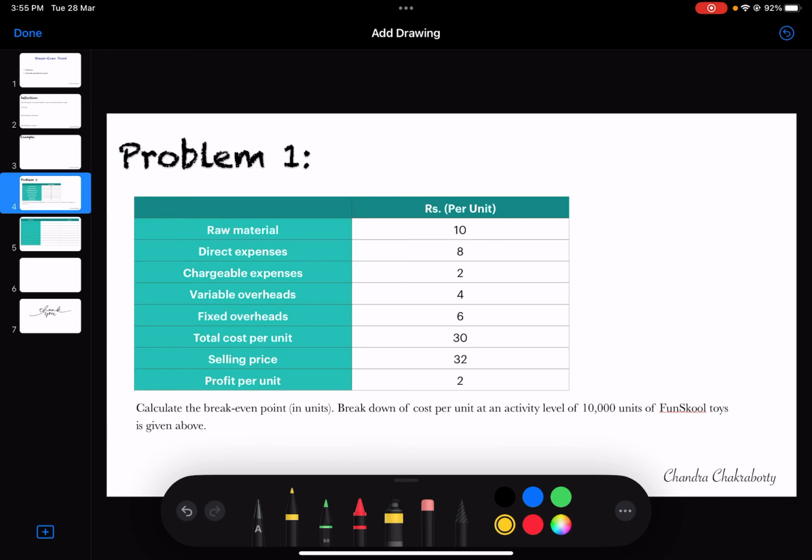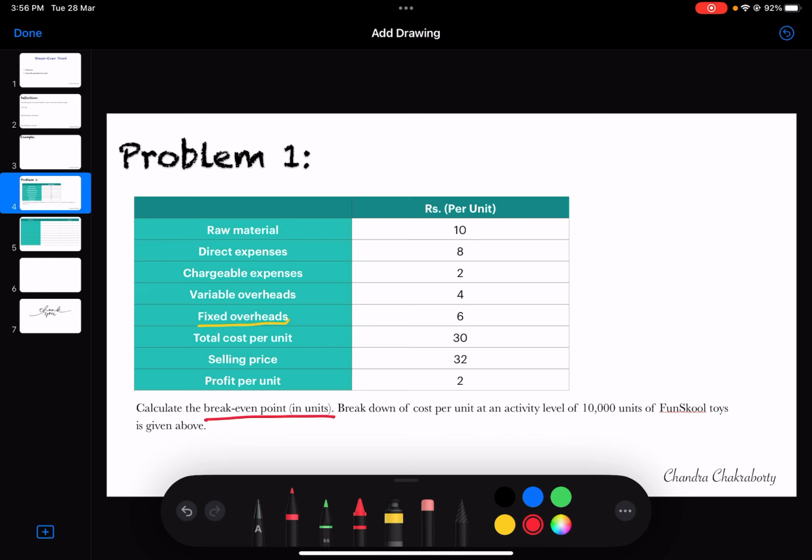So for that I have another question. Here's the question. Here we have the rupees per unit for raw material, direct expenses, chargeable expenses, variable overheads, fixed overheads, which is the fixed cost. This fixed overheads is basically the fixed cost. And total cost per unit, selling price, and profit per unit. Now here you have to calculate the break-even point in units.